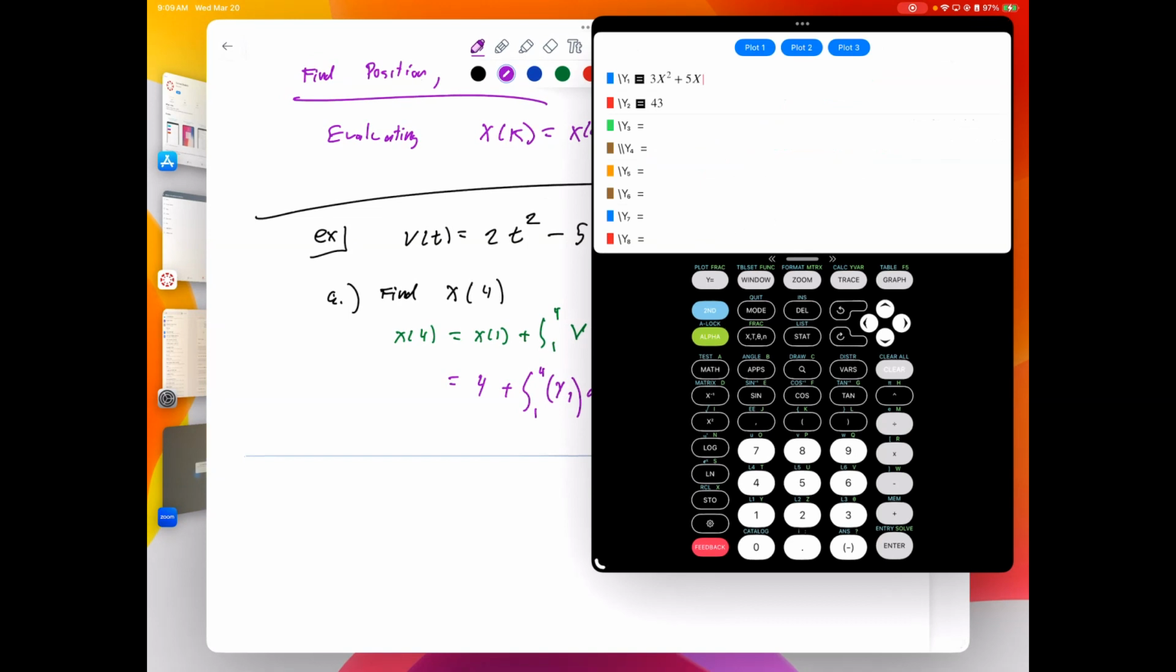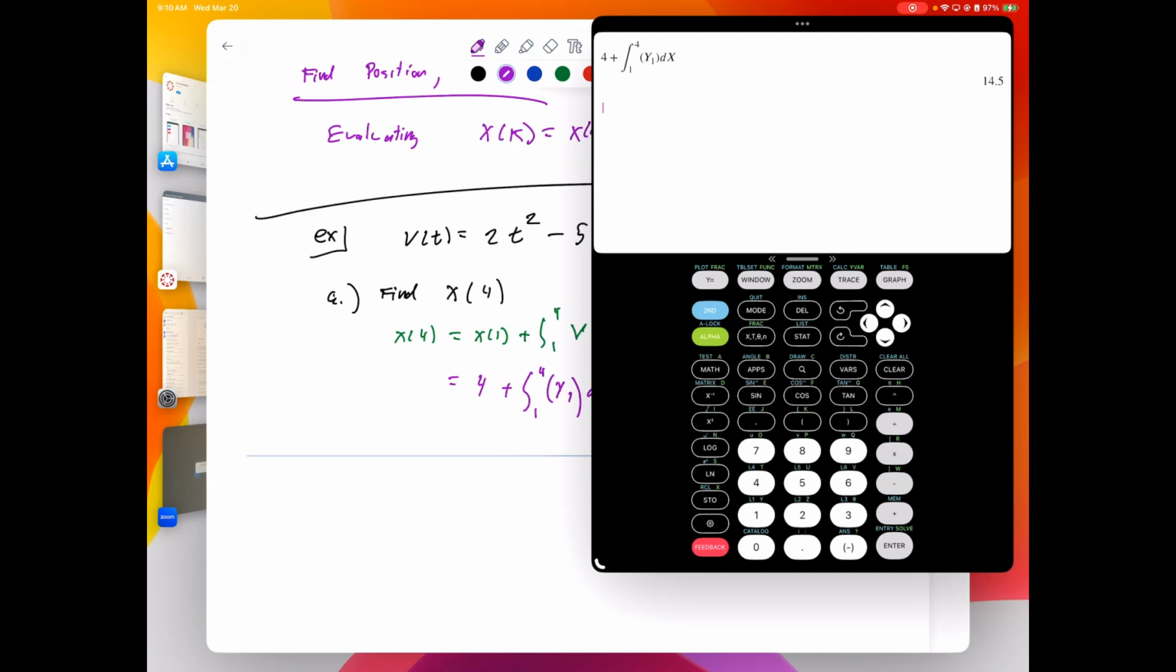So, in my y1, I'm putting 2x squared minus 5x plus 2. Okay, go to my home screen because this is where I evaluate stuff, second quit. And I'm going to type 4, which was the initial position, plus math 9. Look, it's an integral. It looks exactly like it is. From 1 to 4. Now, you could type in the function here, but since we've already put it into y1, we can do vars, y-vars, functions, y1. It does the work for us.